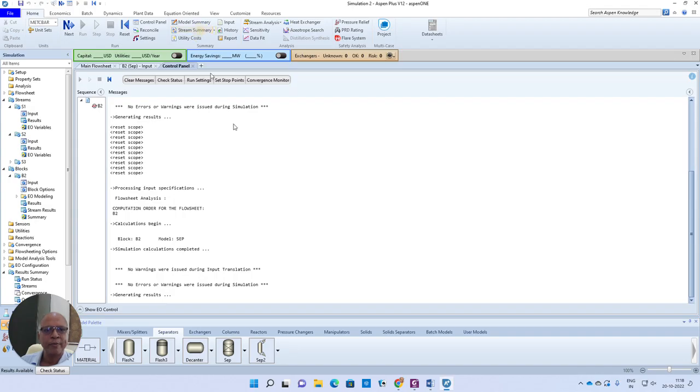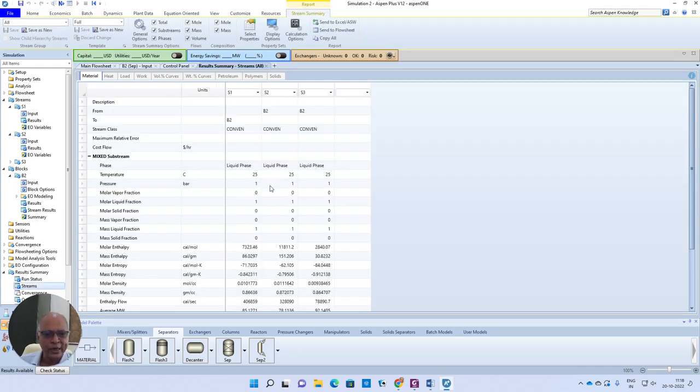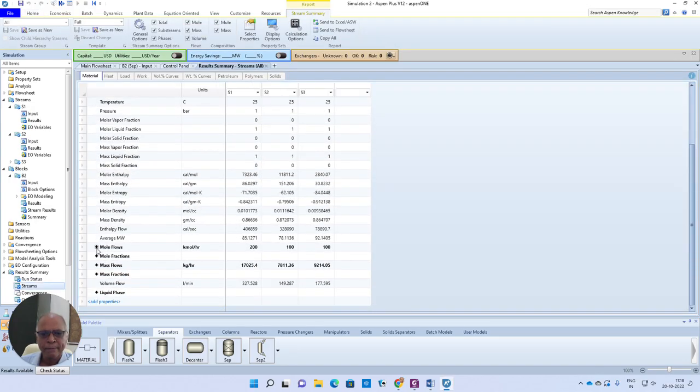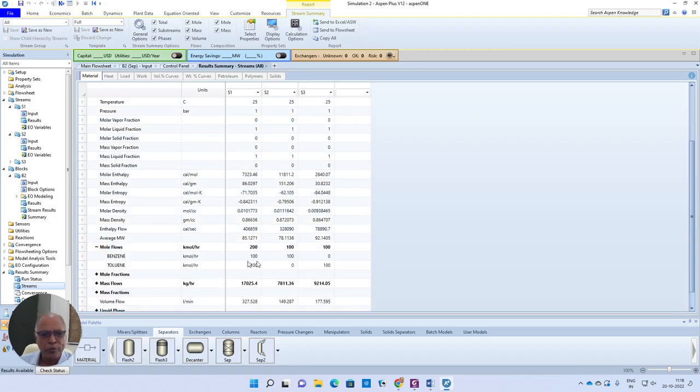You can see the stream summary. Of course, again the state is same. Now 100 moles of benzene is entering through stream 1 and all this 100 is entered through stream 2, but no toluene is allowed into stream 2 as per our specification. So what is happening? The 100 moles of benzene and 100 moles of toluene mixture, we were able to have a perfect separation. What was the unit operation by which we will be able to achieve this?